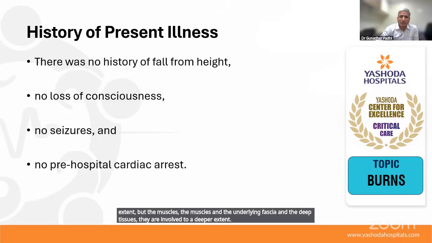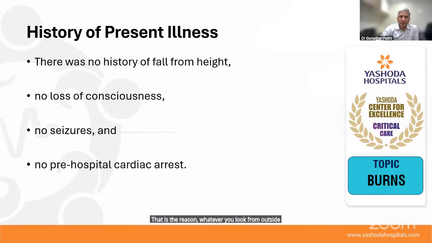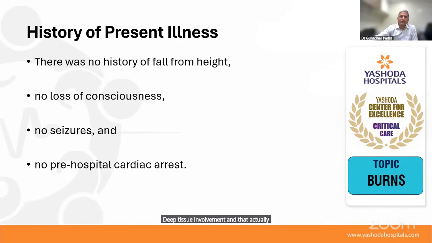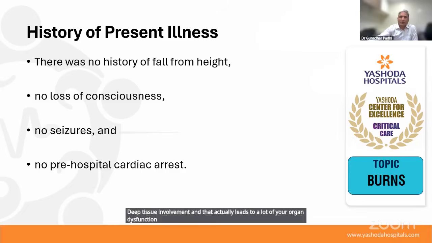That is the reason whatever you see from outside is not the true picture, because there is extensive deep tissue involvement, and that leads to a lot of organ dysfunction, like rhabdomyolysis, coagulation necrosis, reperfusion injuries, and arrhythmia. All of those are because of the deep tissue involvement. That is the basic take-home message in electrical injury.